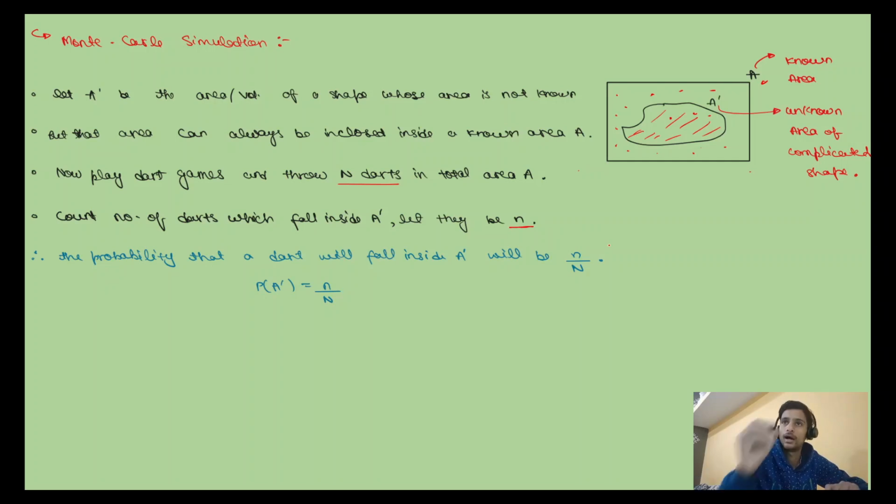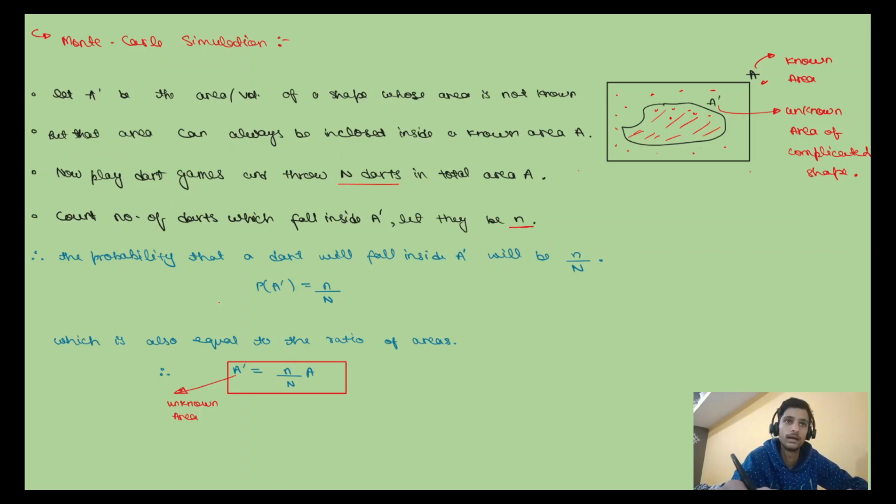So after throwing capital N darts, you will count the number of darts which fall inside this small area, that is the unknown area, right? So the probability will be small n divided by capital N. That is an obvious statement, right? Now this particular probability is also equal to the ratio of these two areas, okay? So this ratio is also equal to A prime divided by A. From here, you can find the unknown area in terms of the known area.